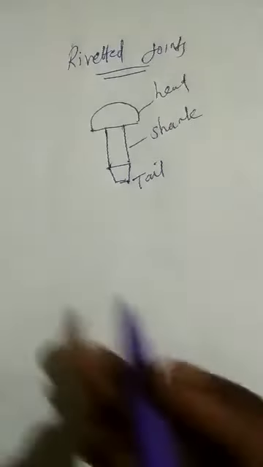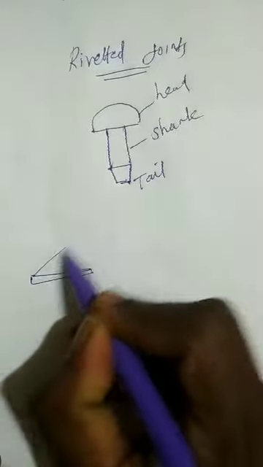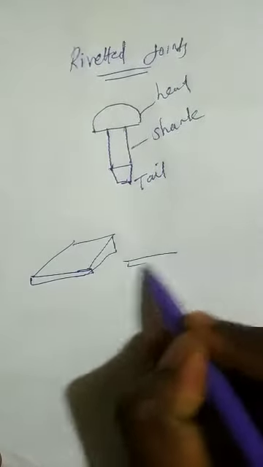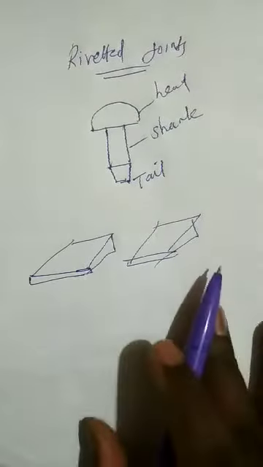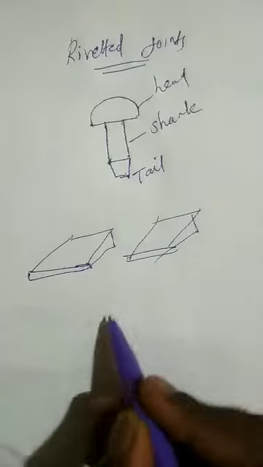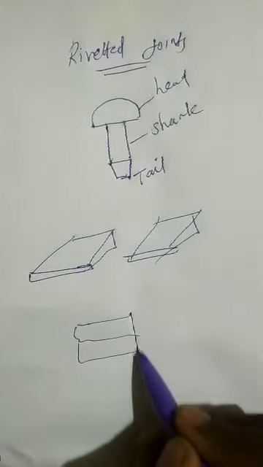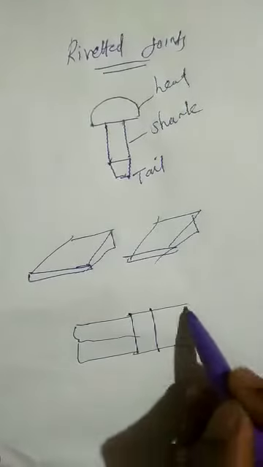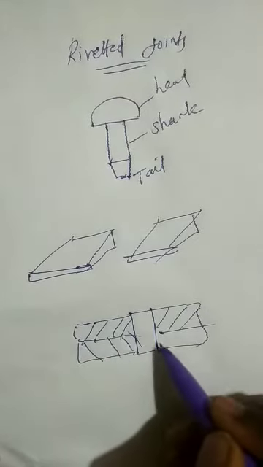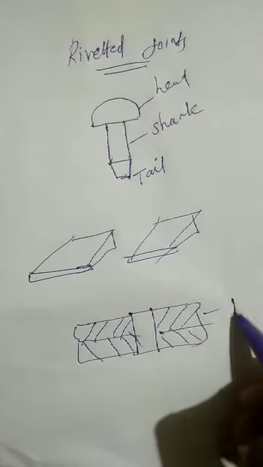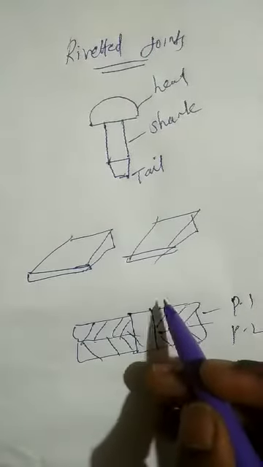How do we make the rivet? Look at the cross section of the object you want to join. You want to join these two plates. How will you join them? See the cross section. These are plate 1, P1, and this is plate 2, kept over one another.